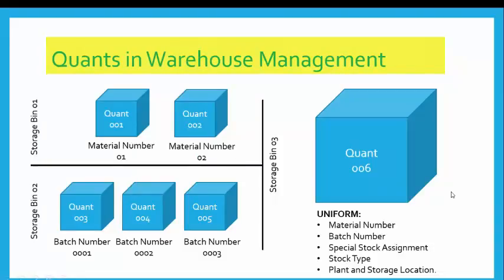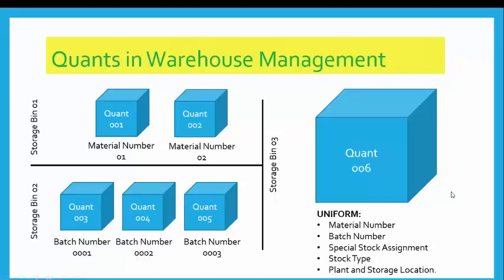So then, typically what would happen when goods are stored in an empty storage bin, the system is going to automatically create a quant. And before the system even creates this quant, it's going to go over the materials that are to be stored in this bin. And it's going to go over the criteria that it considers when choosing whether to combine or separate materials within a quant. It's going to go over the material number, the stock type, the special stock assignment, plant and storage location, and the batch number.